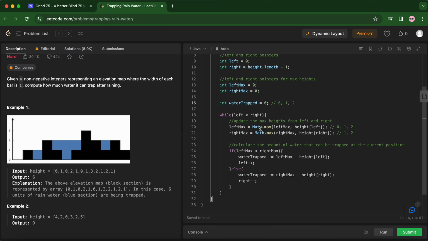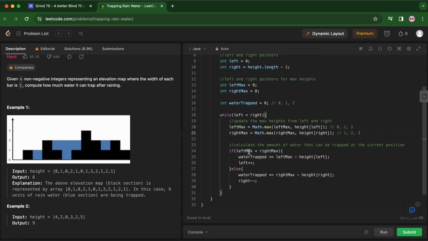Then left max is same 2, right max is same 2. Okay, left max is not less than right max. Water trapped will get increased by right max minus height of right, that is 2 minus 2, 0. Height remains the same. Right minus minus, we come to this part. Now left max would remain same, right max gets increased to 3. So this is the 3.